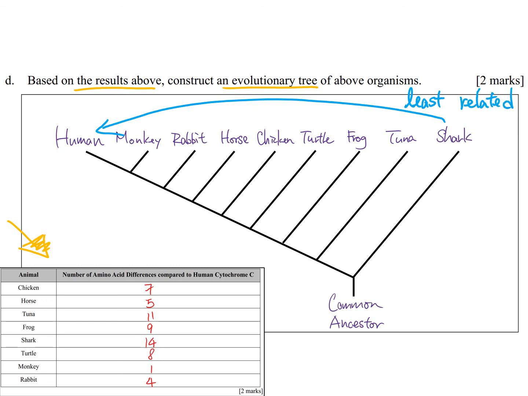But you can see the shark has a very close position with the common ancestor. That means the shark is highly related to the common ancestor. You can say more related. And this is how you construct an evolutionary tree.